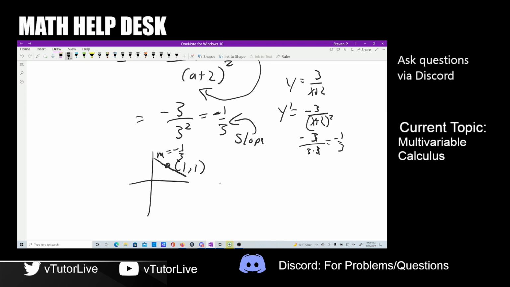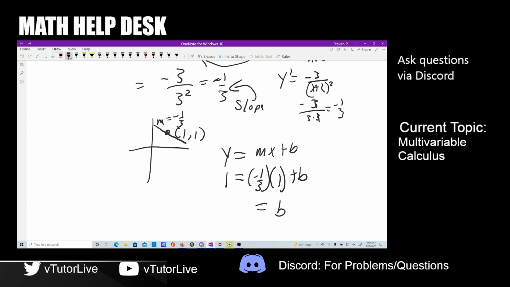I'm really stressing that this is stuff that you ought to already know. I think I'll just use point slope form, which I believe is like, do I even remember point slope form? No, I don't. I do, but I'll stick to y is equal to mx plus b. So at this point, 1 is equal to m, which is negative 1/3, times 1 plus b. So I believe b should just be equal to 4/3. And your final answer is just y is equal to minus 1/3 x plus 4/3. Does that make sense?